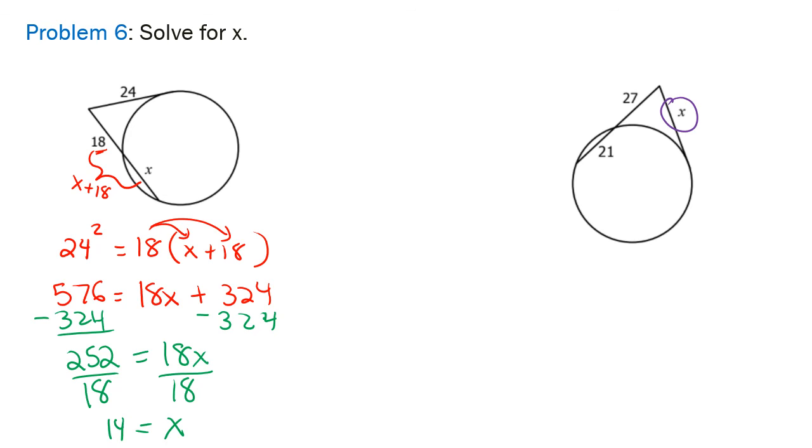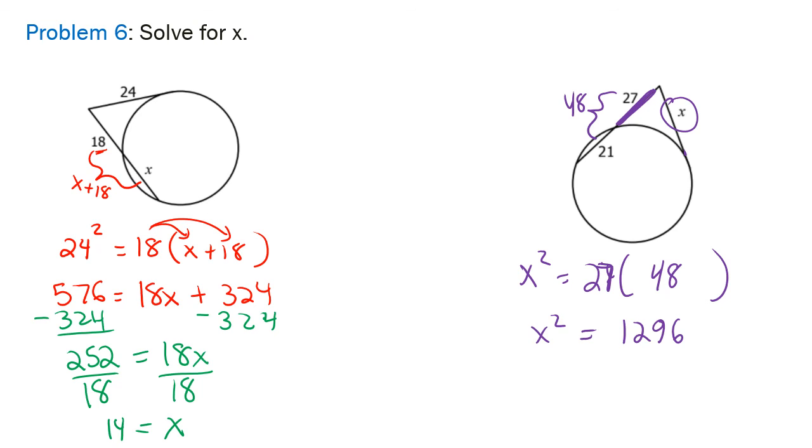The other one works the same way. This is the tangent line. It's the one that only touches it in one place. That's going to get squared. We're going to take the number on the outside, the 27, and it's going to be multiplied to the sum of 21 plus 27, which is 48. So 27 times 48 is 1,296. To get x by itself, we're going to square root. And we're going to get 36 for x.